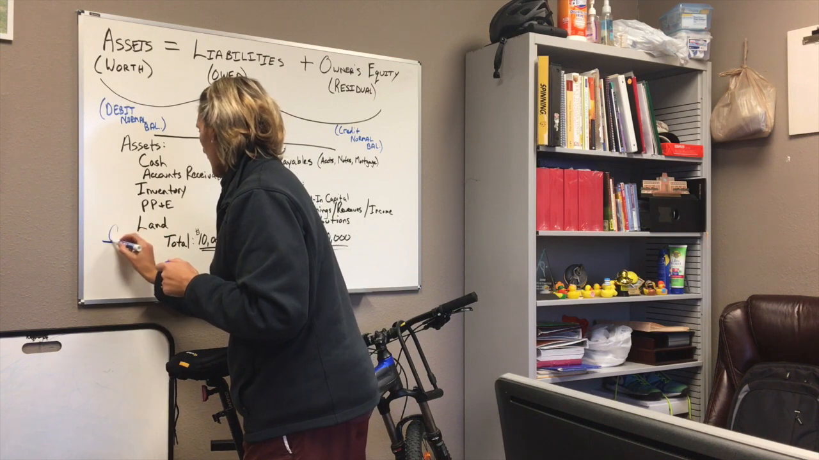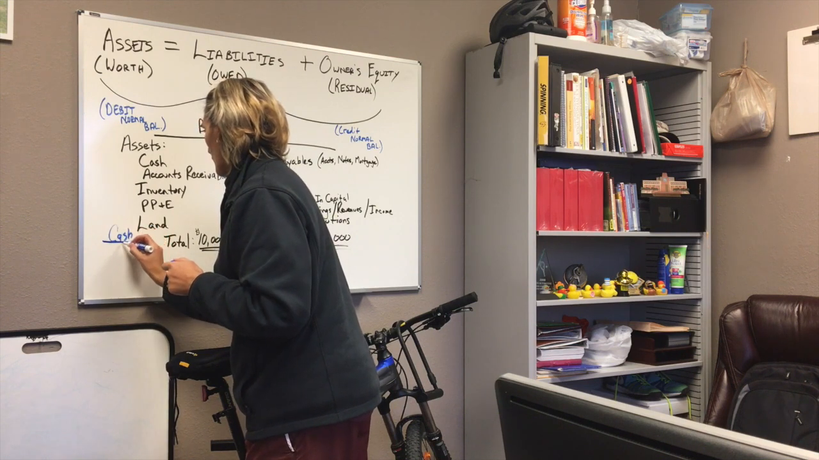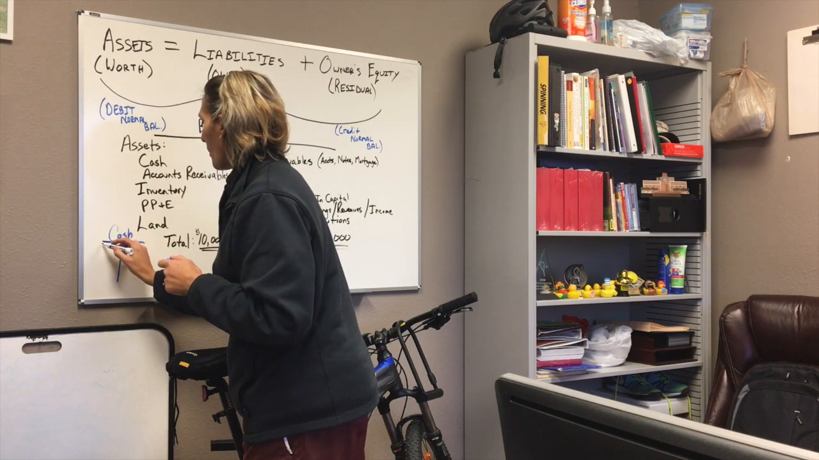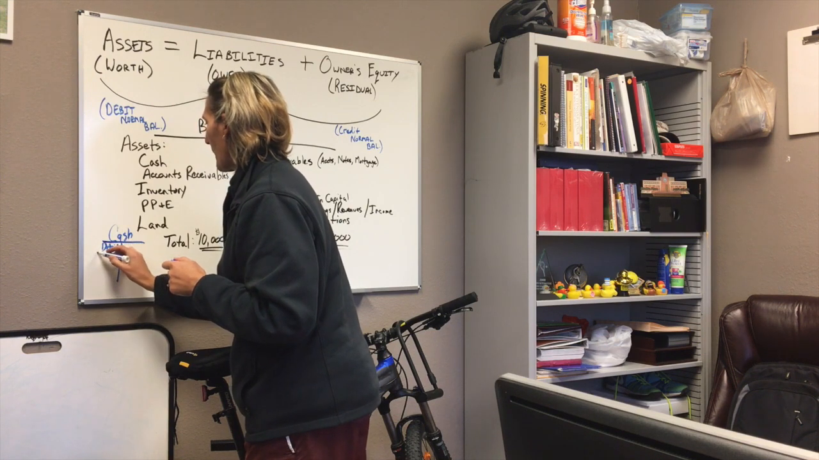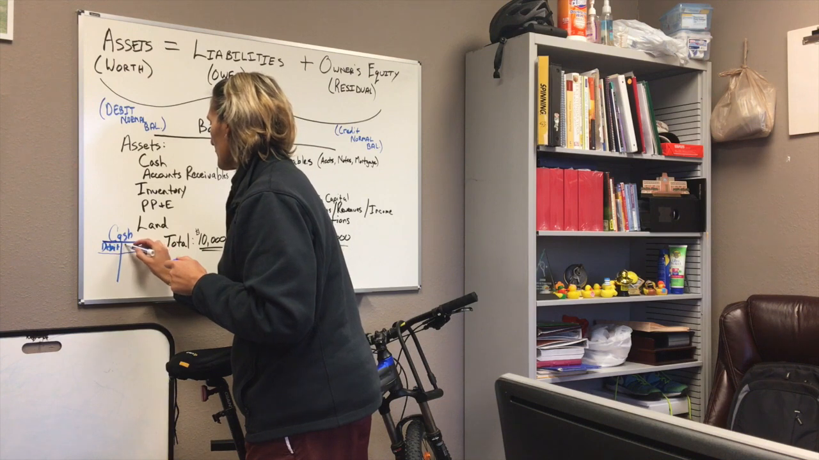If I create a T account for cash, the debit side is always over here. So if I want to increase cash, I'm going to add the amount here. If I want to decrease it, I'm going to put it here.